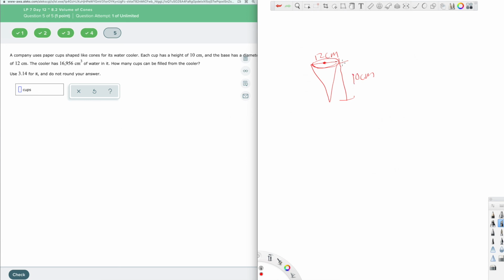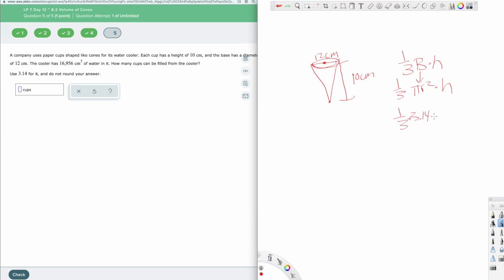So with this one, I want to do 1/3 base times height. So the base is pi r squared, and even though it's on the top here, we still consider that the base. We don't consider this vertex point the base. The base is the circle. So we have 1/3 times pi r squared times height. So 1/3 times, and they're asking us to use 3.14.